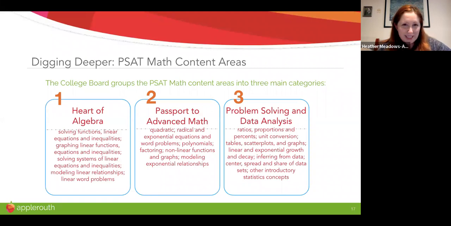That's your y equals mx plus b. Passport to Advanced Math is going to be your Algebra 2, right? So you start to get into quadratics and polynomials, nonlinear things, exponential relationships. Then they also have problem solving and data analysis. This is kind of everything else, right? A little bit of stats, a little bit of probability, a little bit just pure calculation. So kind of just everything else that gets added on in there.